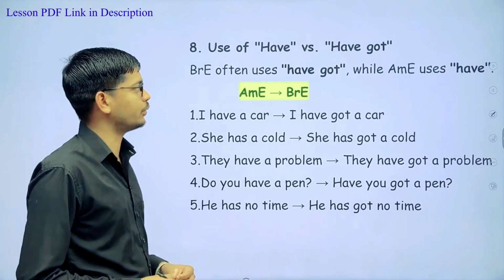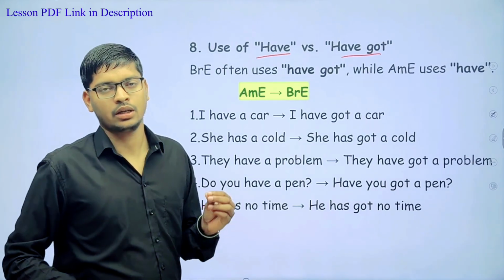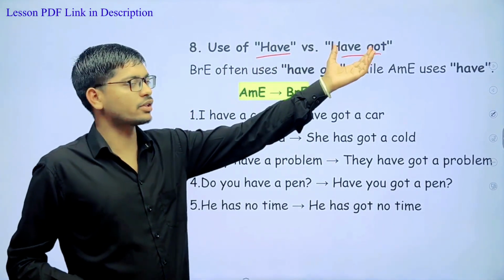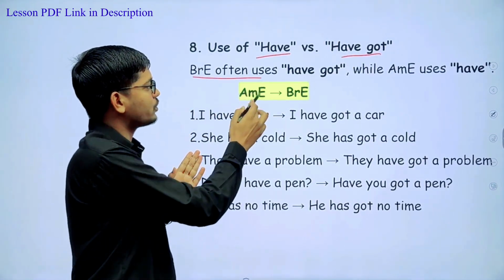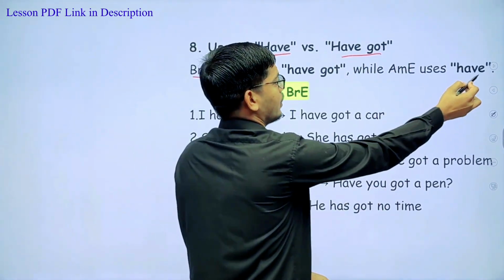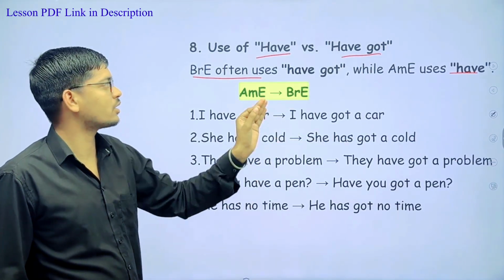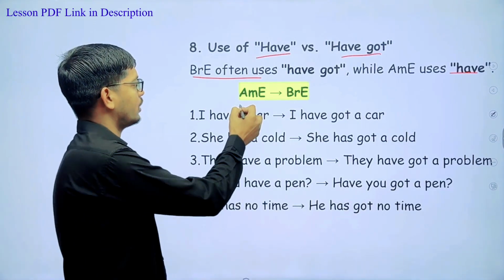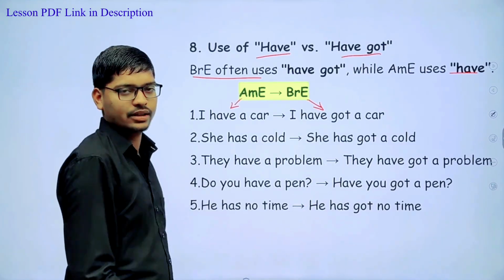The next difference is related to the use of have versus have got. In British English, people often use have got, while American English uses have. American English uses have, but British English uses have got. Okay, for example, these are American English sentences and these are British English sentences.